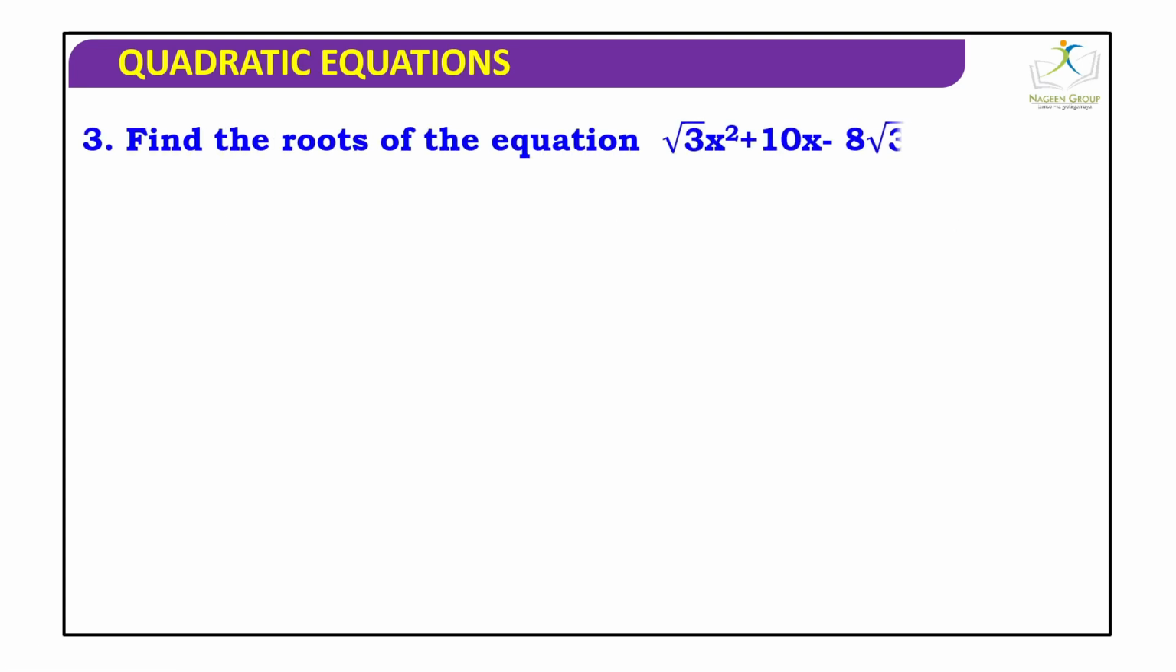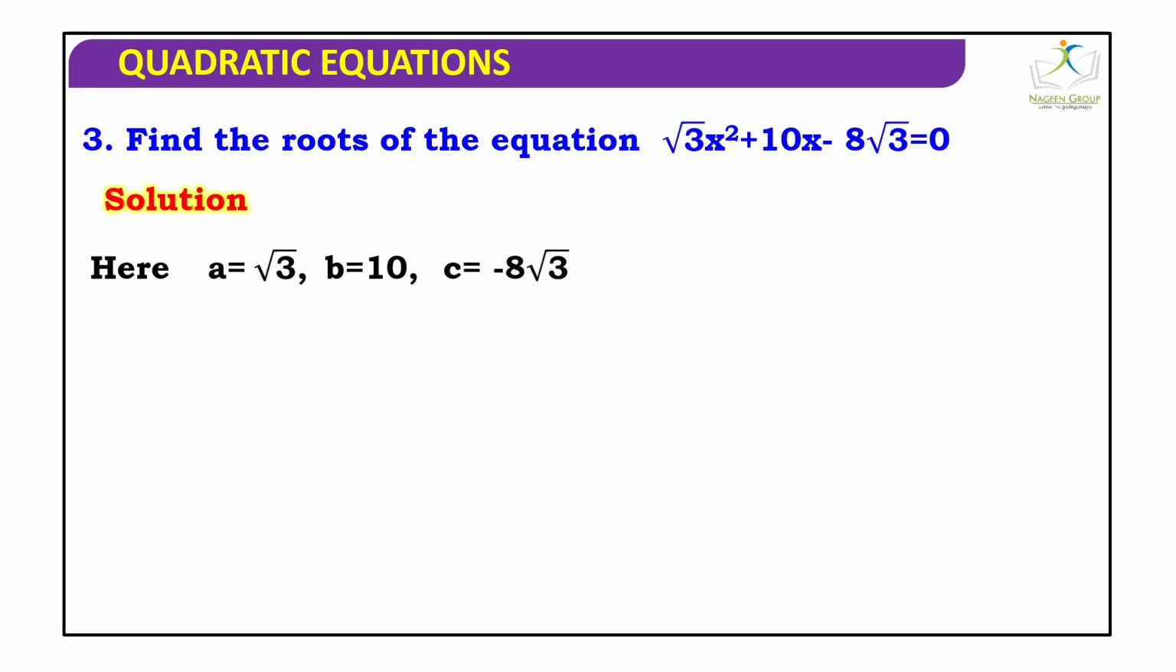Now, let's understand question number 3. Find the roots of the equation root 3 x square plus 10x minus 8 root 3 equal to 0. So it is a standard equation. From here we find out the values of a, b, c. The coefficient of x square is root 3, the coefficient of x is 10, and the constant is minus 8 root 3.